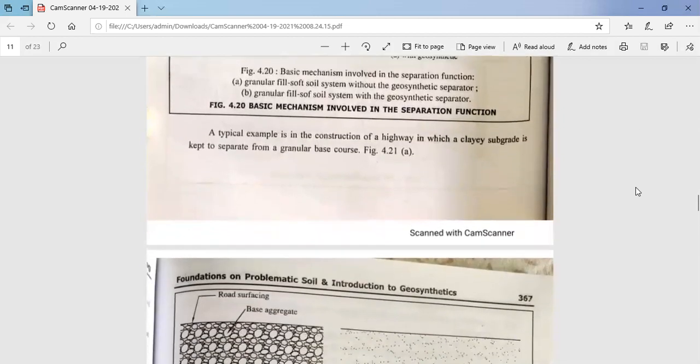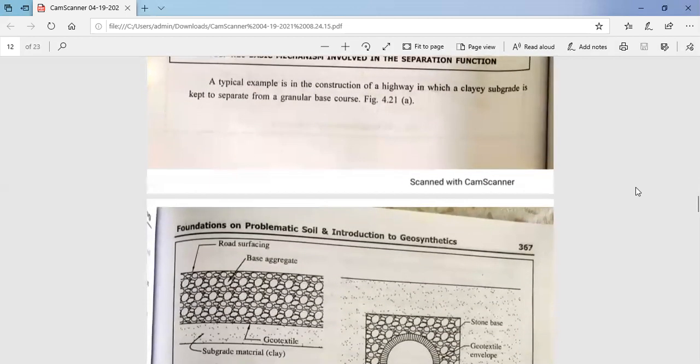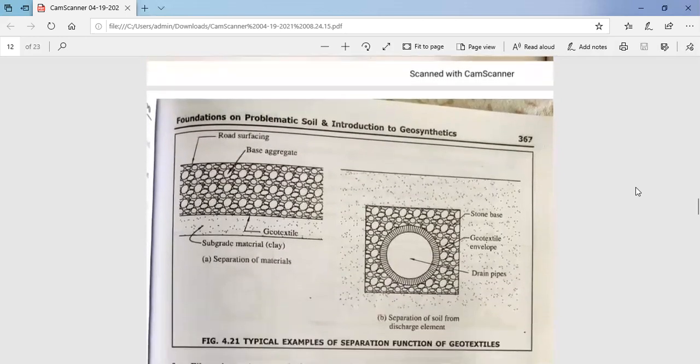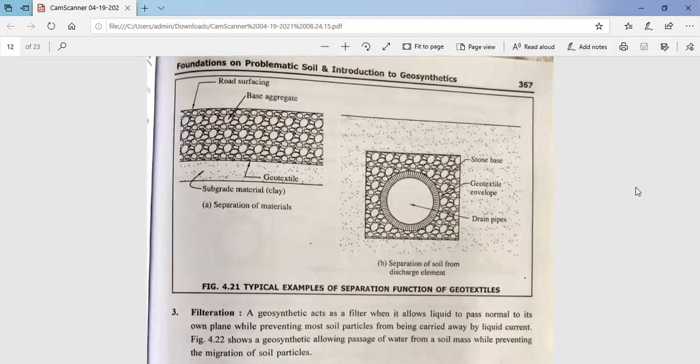A typical example is in the construction of a highway, in which the clay subgrade is to be kept separate from the granular base course, as given in this figure. Here is a typical example of the separation function of geotextile. The first one is the separation of material, and the second one is separation of soil from the drainage element.